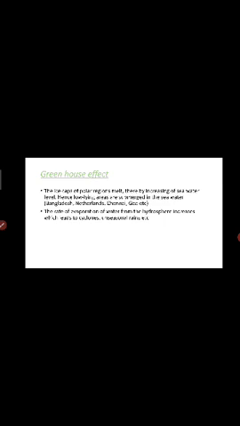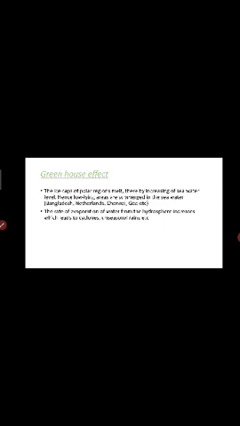Greenhouse effect. The ice caps of the polar regions melt, thereby increasing the seawater level. Hence, the low-lying areas are submerged in the seawater. Bangladesh, Netherlands, Chennai, Goa, etc. are the first of all the low-lying areas submerged in the seawater due to global warming.